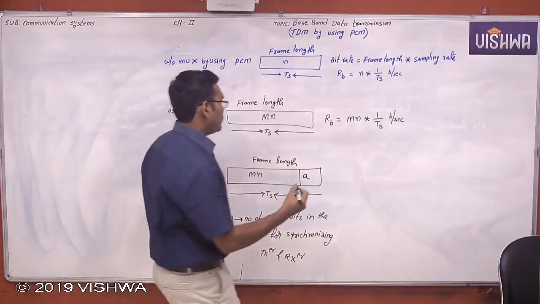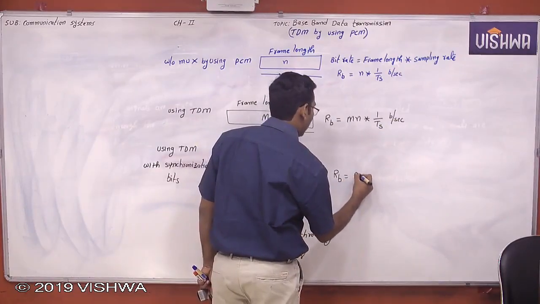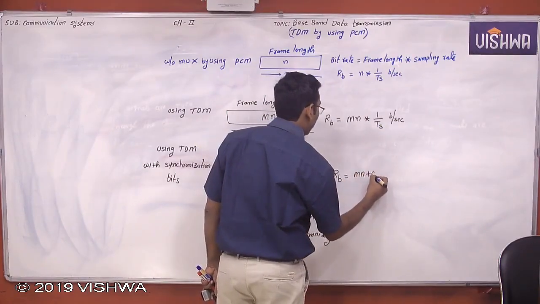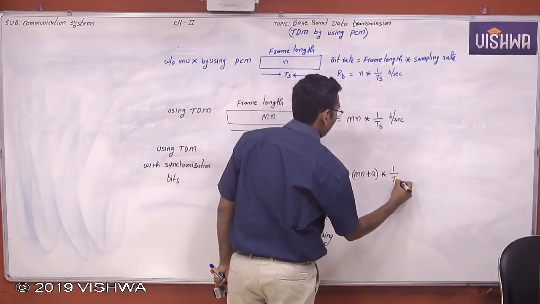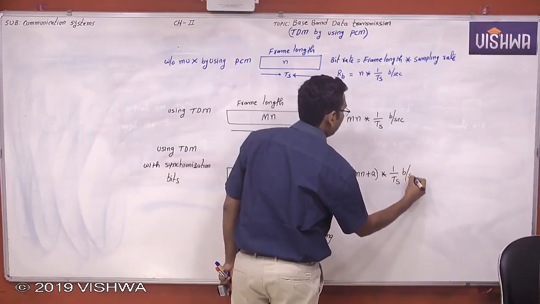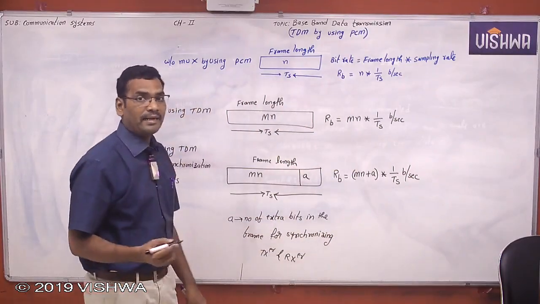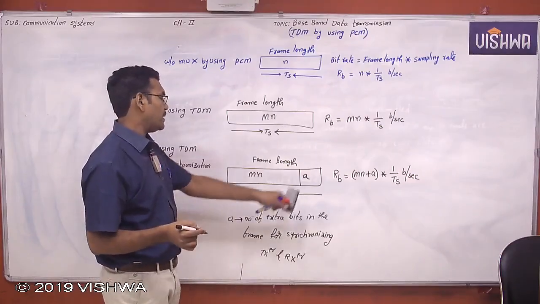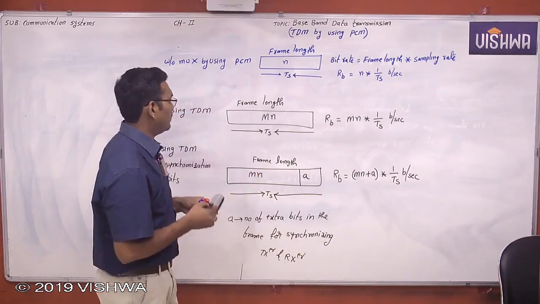So the bitrate with synchronization bits is: frame length is m into n plus A, multiplied by the sampling rate 1 by Ts, bits per second. So these are the number of bits in the frame. Parity bits, we call them parity bits. A is the number of bits in the frame for synchronizing transmitter and receiver. Okay, note down.